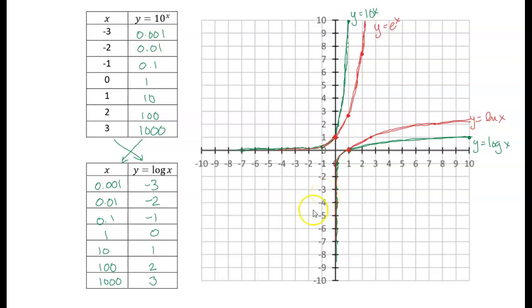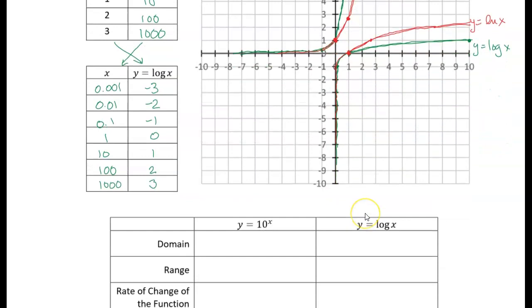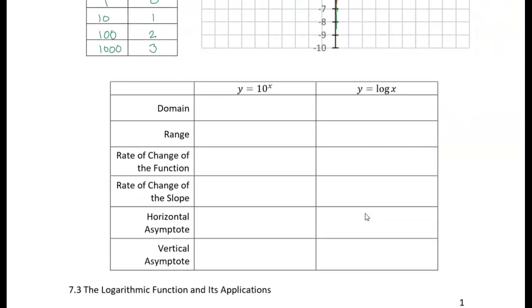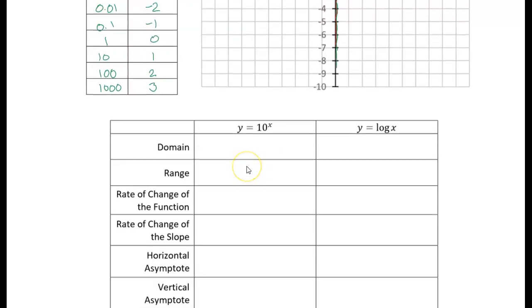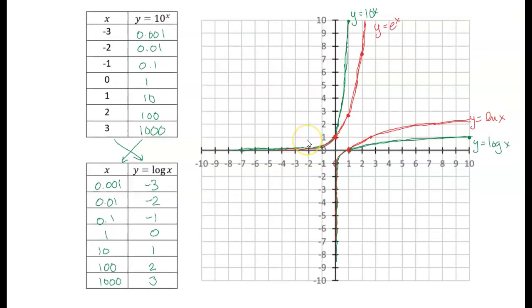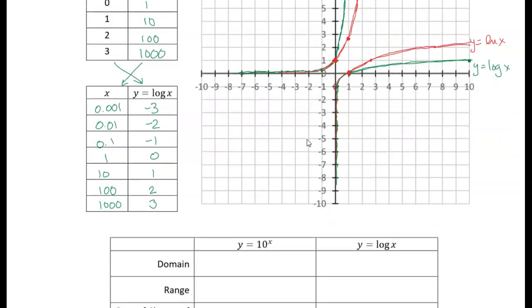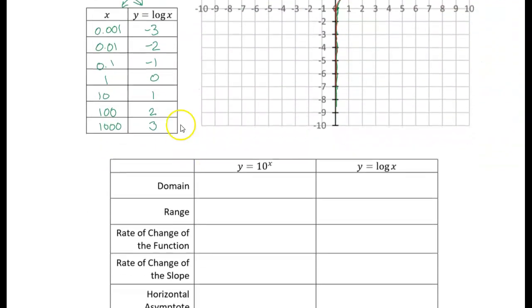Now let's take a look at some properties of these two types of functions. I'm just going to look at 10 to the x and log of x. So what is the domain? Remember that the domain is the set of all the input values, all the x values. Let's just look at the 10 to the x. Really, we can put in any number for x, and we can raise 10 to that power. There's no limit. I can put any negative number in, any positive number, anything. So the domain is really all real numbers.